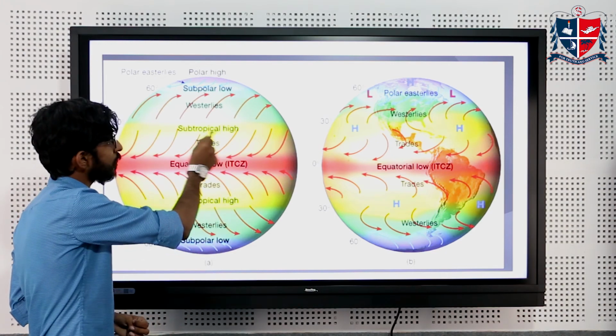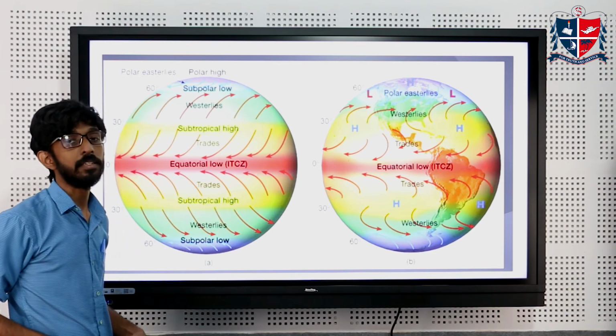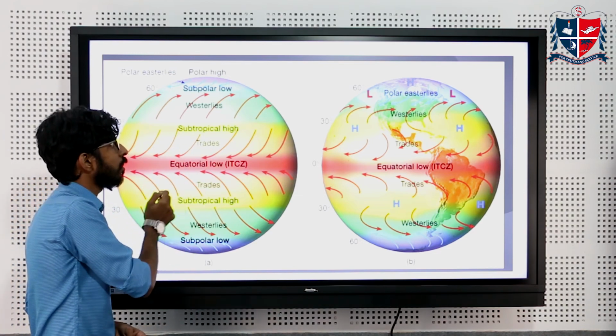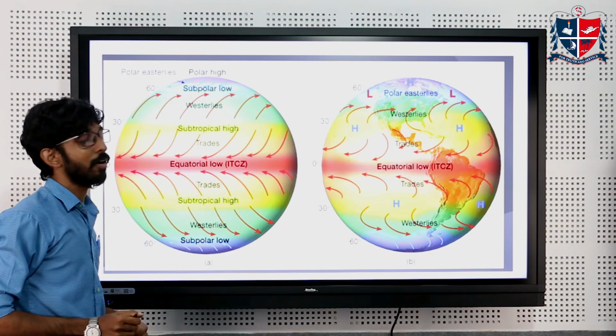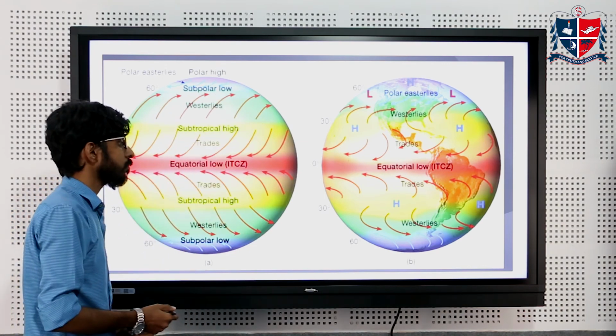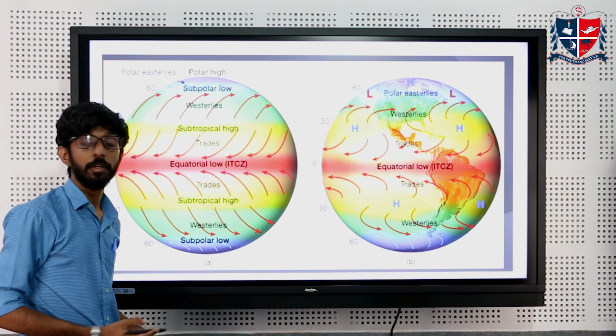And these winds were used by the Europeans in the 18th century and 19th century for trade purposes. That's why these are called the trade winds. And these winds are called the subpolar westerlies, which are from the west to the east. So this is the surface pattern of the general circulation.